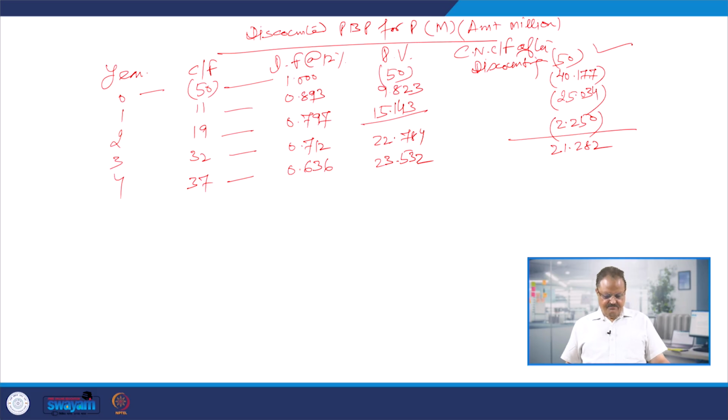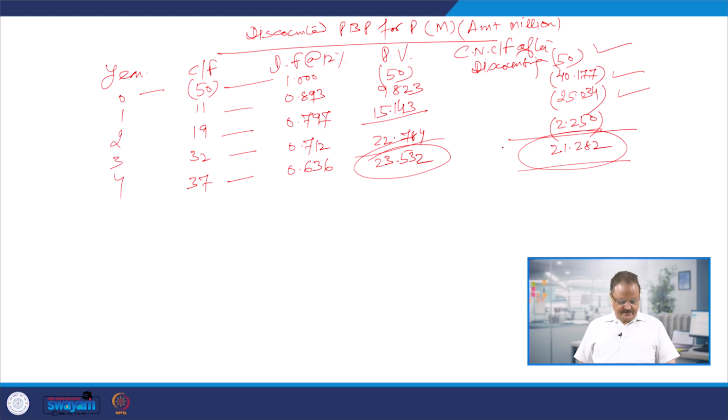After recovering in the first year 9.823 million, we are left to recover 40.177 million. After recovering 15.143 more, we were left to recover 25.034 million. And in the third year, when we recovered some more, that is 22.784, we were left only to recover 2.250. Finally, at the end of the year, after recovering this 2.250 from the last discounted balance, we are left with the positive balance of 21.282, right.